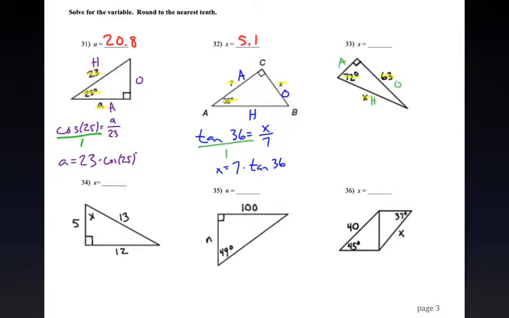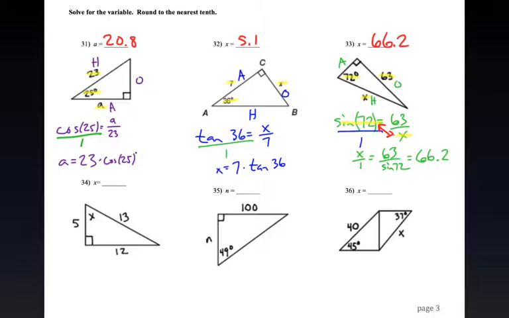Unlike the next one. According to 72 degrees, 63 is the opposite, x is the hypotenuse, that's sine. The sine of 72 equals 63 over x. In this case, x is on the denominator. When your variable's on the denominator, when you're solving a sine, cosine, and tangent like this, switch those extremes and it becomes x over 1 equals 63 divided by the sine of 72. Type that into your calculator, you'll get your answer, 66.2.